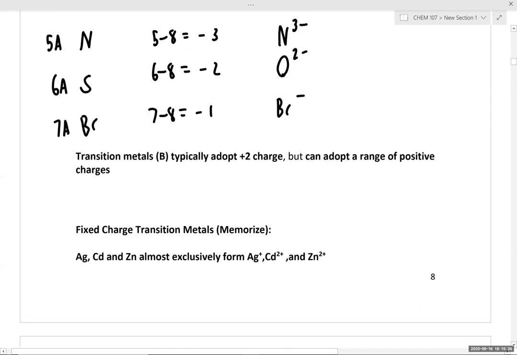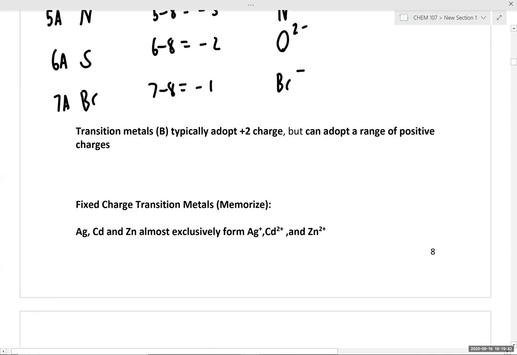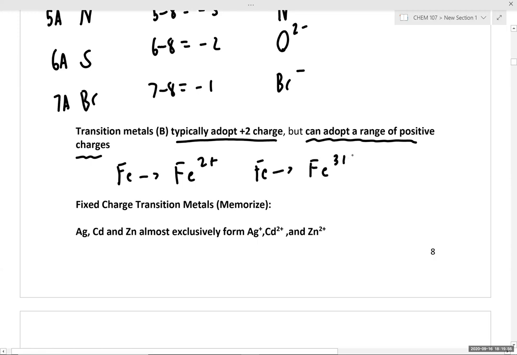So let's talk about transition metals. Transition metals typically can adopt a +2 charge. So iron can go to iron 2+, but they can adopt a range of positive charges. So iron can just as easily go to iron 3+. So you can't really predict the charge of a transition metal without additional information.